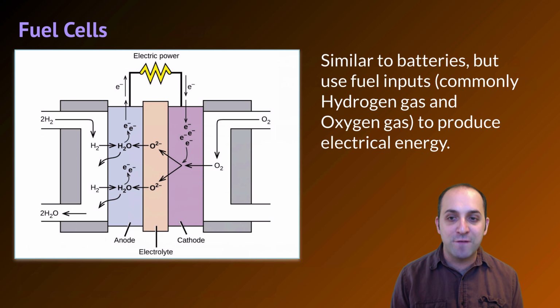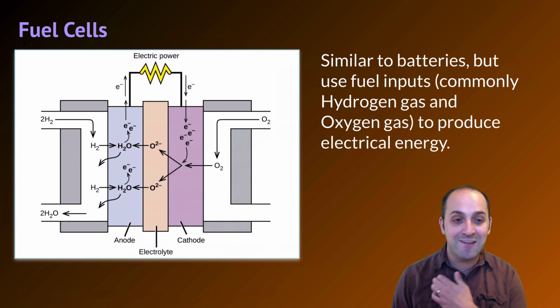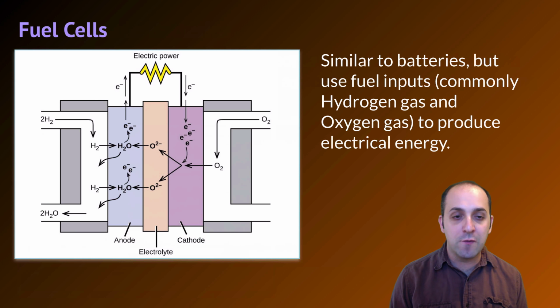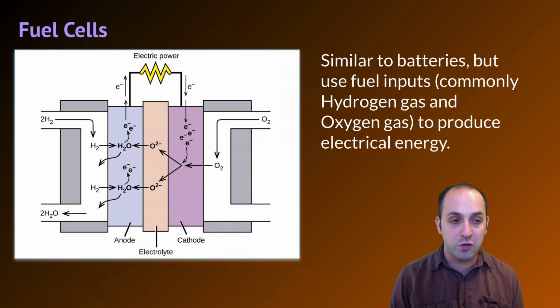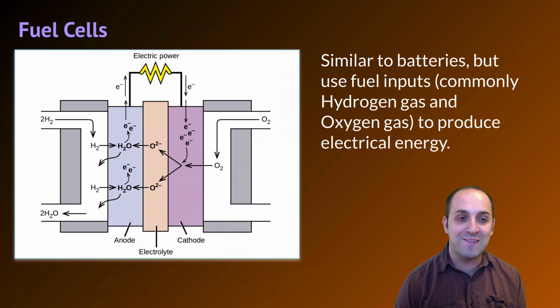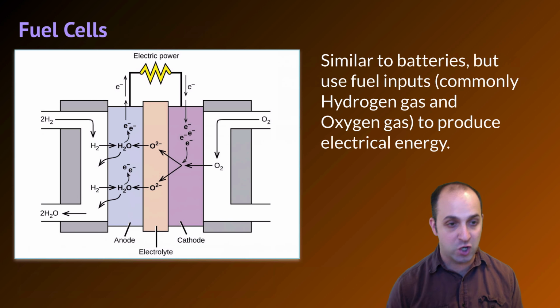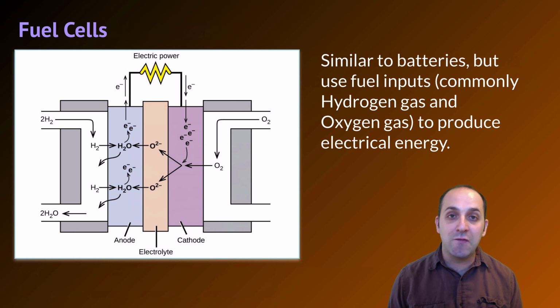Similar to batteries are fuel cells, which work kind of like batteries, but they use fuel inputs, generally hydrogen gas and oxygen gas, to produce an electrical current. Oxygen gas moves into the fuel cell and it gains electrons at the cathode, which turns it from O2 gas into oxygen with a -2 charge. Hydrogen also moves into the fuel cell and produces electrons at the anode, which turns it into positively charged protons. Those positively charged protons then combine with the negatively charged oxygen ions to produce the waste product in a hydrogen-oxygen fuel cell, which is just water.